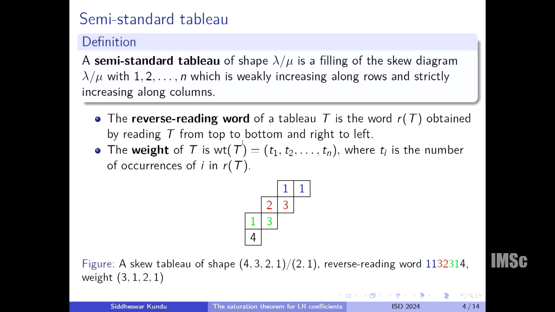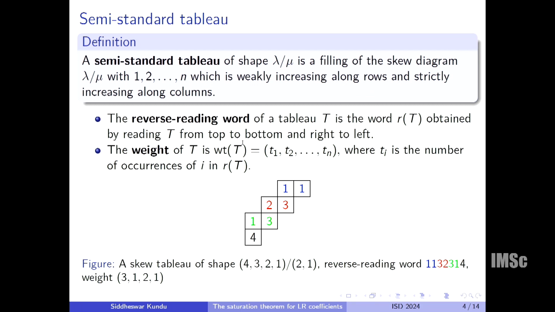The next thing is the semi-standard tableau. A semi-standard tableau of shape lambda/mu is a filling of the skew diagram lambda/mu with the entries 1 to n, which is weakly increasing along rows and strictly increasing along columns. For example, this is a skew tableau of the skew shape 4, 3, 2, 1 / 2, 1, which is weakly increasing along rows and strictly increasing along columns.